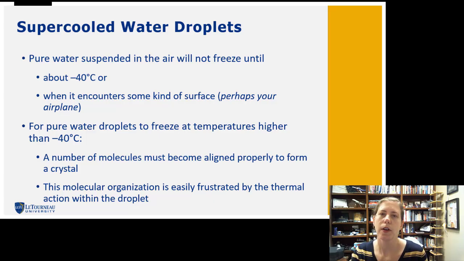So for pure water droplets to freeze higher than -40, you have to have the molecules get aligned just right to form a crystal, but it's really hard because there's a lot of thermal activity happening within the droplet. There are some really cool experiments that you can do with supercooling water or even beer, and I encourage you to look into those for a project that you will have in this class.